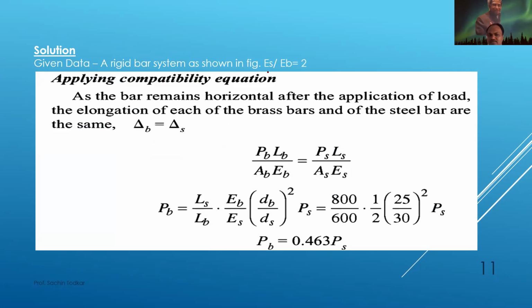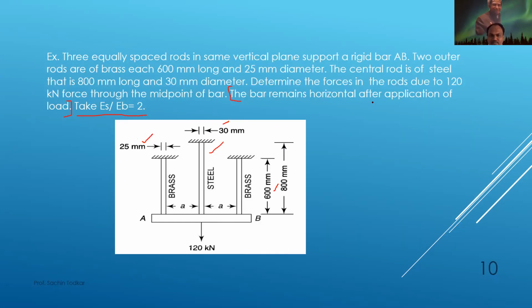Given data is the rigid bar system as shown in the figure, ES upon EB is equal to 2. Applying the compatibility equation, the deformation or elongation of each rod must be the same. That means delta B must be equal to delta S for the condition of horizontal. The bar remains horizontal after application of load, so we have to remember that.